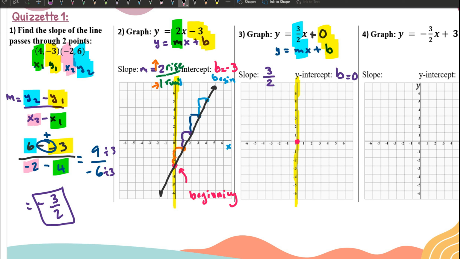So b is 0. Slope is 3 over 2. That will tell you rise over run, which means you rise up 3 and run 2. 1, 2, 3, run 2. Okay, we can repeat that one more time. 1, 2, 3, run 2. You can do it again, but it's going to be out of the graph, so I can stop at these 3 points. We can draw the line to go through these 3 points.